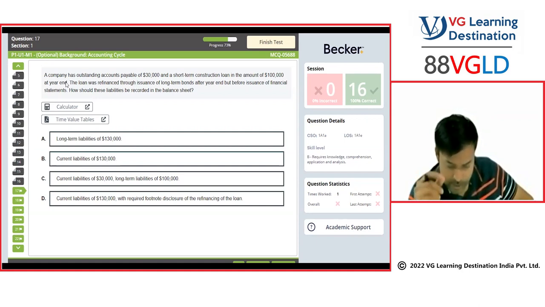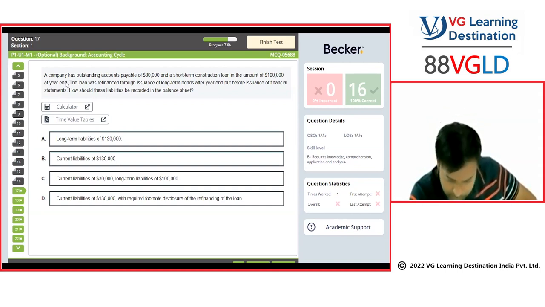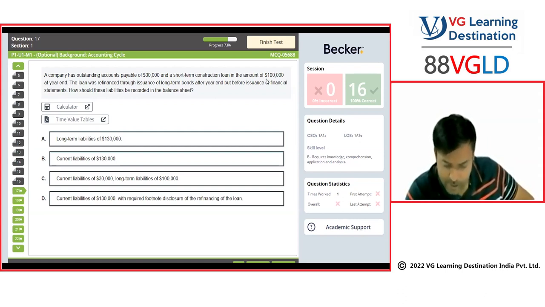So what is the scenario? So I got B, I got C in this case. The company has outstanding accounts payable. That means outstanding accounts payable means short-term liability, current liabilities. Short-term construction loan is 100,000. The loan was refinanced. That means 100,000 of the loan is refinanced to the long-term bonds in that case. But before the issuance of the financial statement, how should these liabilities be recorded in the balance sheet?